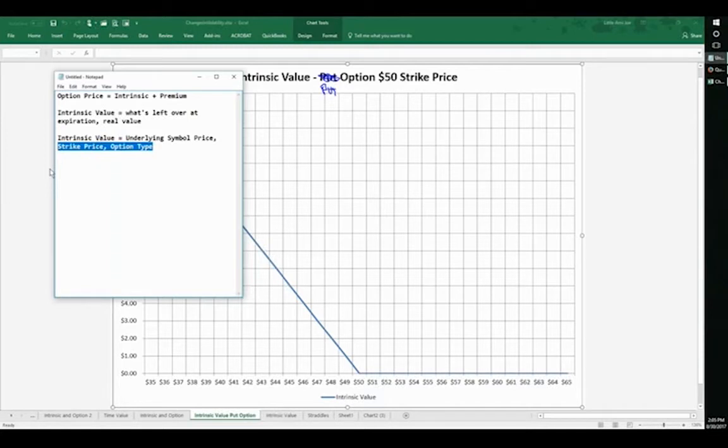All right, stop right there. How many of the show of hands are following with that explanation of intrinsic value?